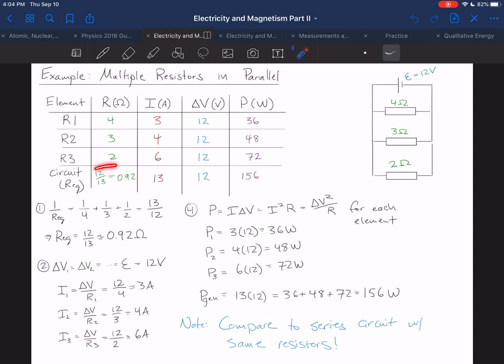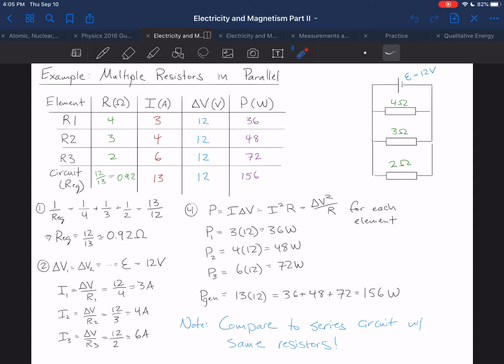So once you have that equivalent resistance and you have the total potential difference, you can find the total current coming out of the battery and going back into it. And that value is delta V, 12 volts, divided by 0.92, which is equal to 13 amps. Okay. So that gives us our current. Now the question is, how do we solve the rest of the circuit?